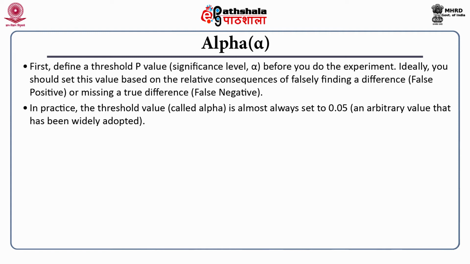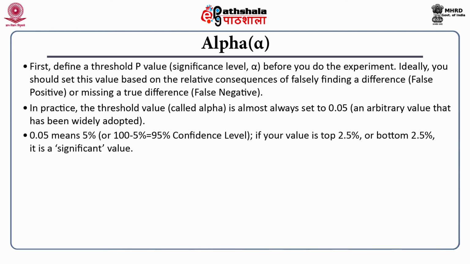A 95% confidence level is equal to 0.05 alpha, so that is the current standard throughout statistics. 0.05 means 5%, or 100 minus 5% is a 95% confidence level. If your value is in the top 2.5% or bottom 2.5%, that is a significant value. So a significant score has to be in the top 2.5% or bottom 2.5%. That means more than the 97.5 percentile or less than the 2.5 percentile. So that is what your significant score is.